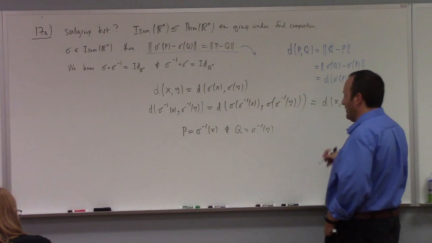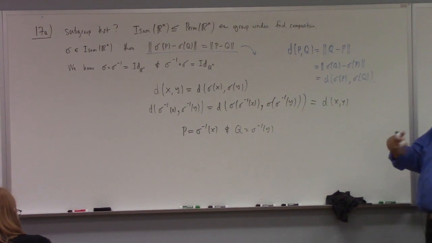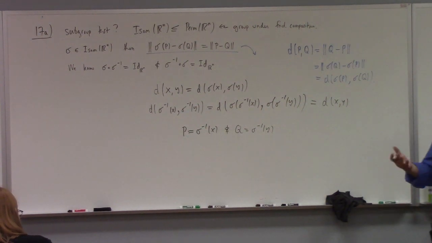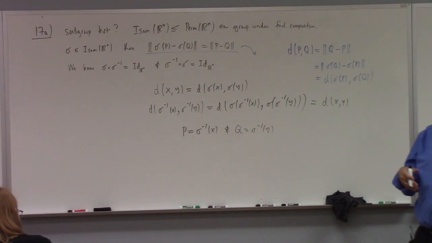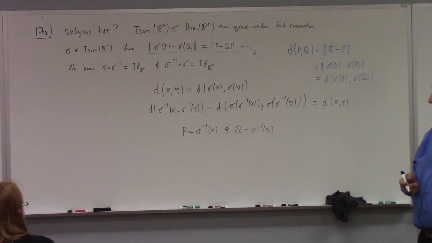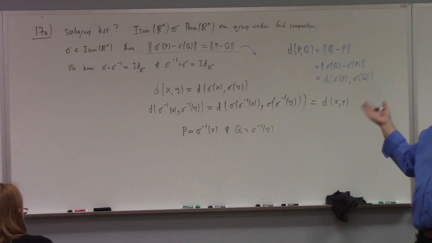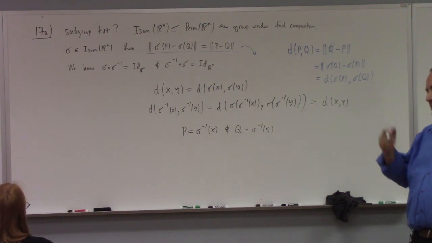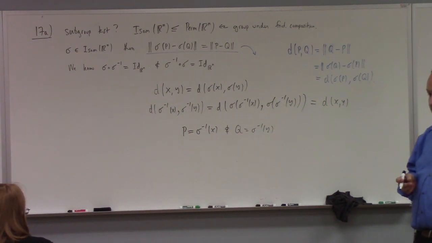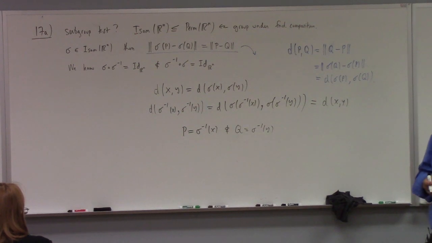But here, x and y are arbitrary. Well, that's the thing you've got to sort through. You probably should say let x and y be in Rn, right? And then consider that the distance between sigma inverse of x and sigma inverse of y is equal to, I don't know, you've got to find your own words here, but that's the right calculation, yeah.